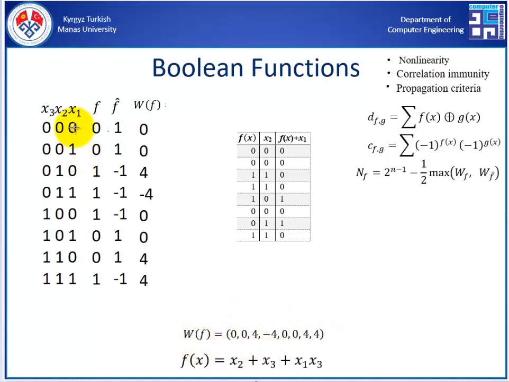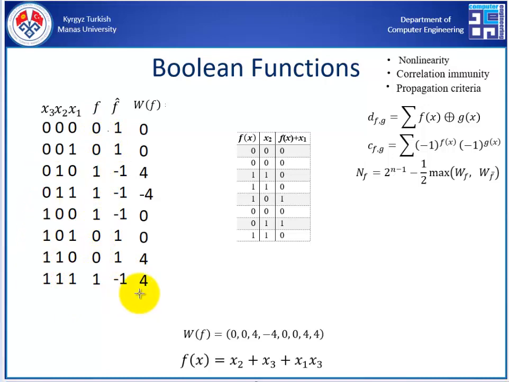Actually, have a look at these input bits. These input bits represent the linear functions. If you remember, in the previous example, we wrote down all possible linear functions, and we had linear functions which are equal to x1, x2, and x3. So these are linear functions. And as we know, the Walsh-Hadamard transform shows the correlation of the function with all linear functions.